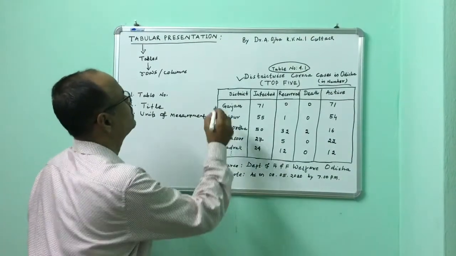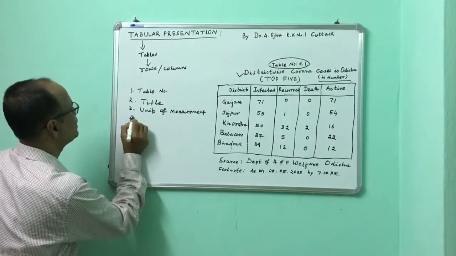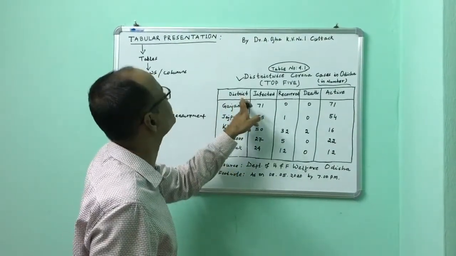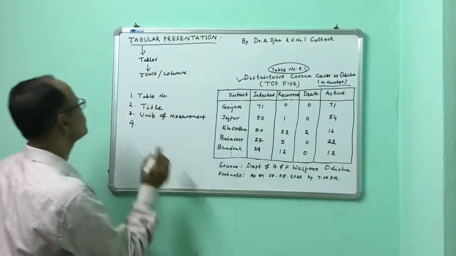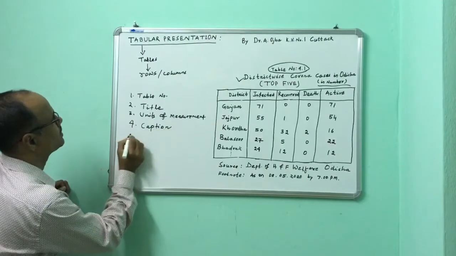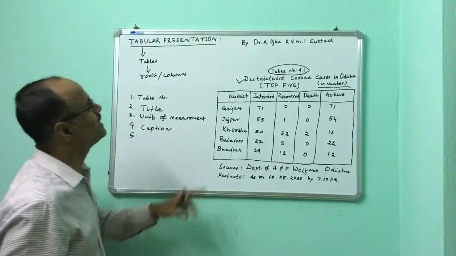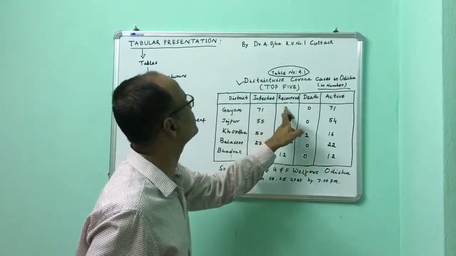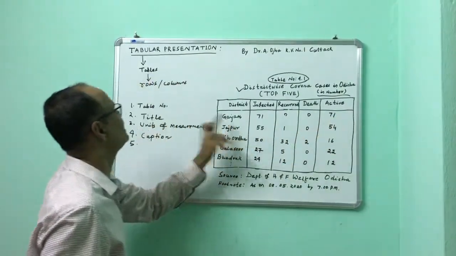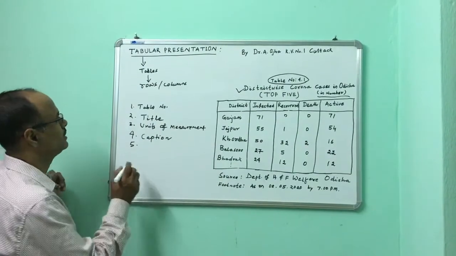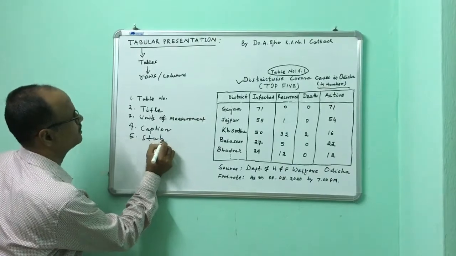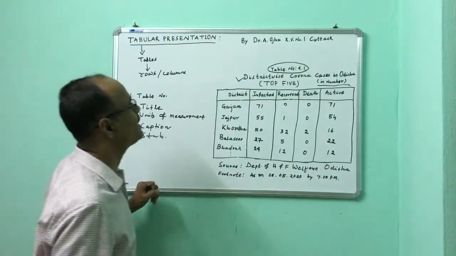Next, 4 is caption. Caption means column heading, that is district, infected, recovered, and so on. This is known as column heading. 5th is Ganjam, 710071. This is one of the rows, and the heading is Ganjam. Here, this is known as stub. Next is the body of the table.